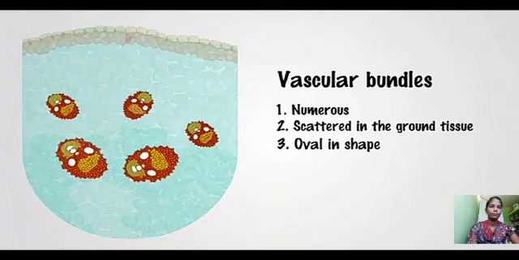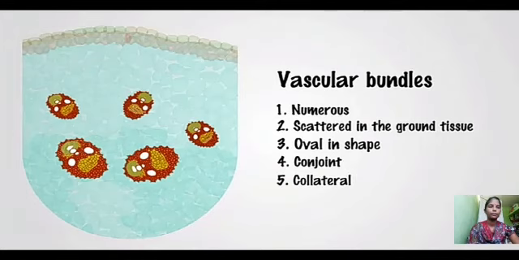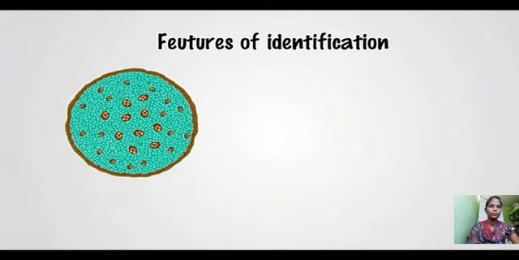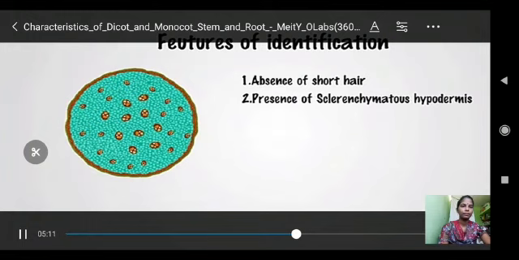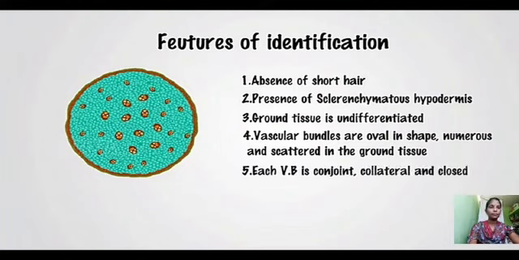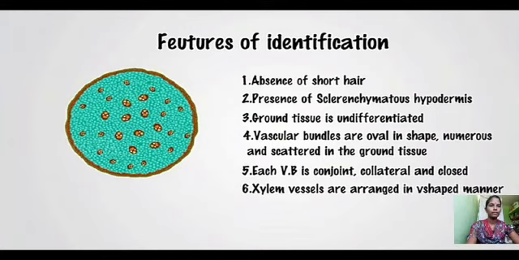Each VB is oval in shape and possesses a sclerenchymatous sheath. Each vascular bundle is conjoined, collateral and closed. Features of identification. Absence of short hair. Presence of sclerenchymatous hypodermis. Ground tissue is undifferentiated. Vascular bundles are oval in shape, numerous and scattered in the ground tissue. Each VB is conjoined, collateral and closed. Xylem vessels are arranged in a V-shaped manner.